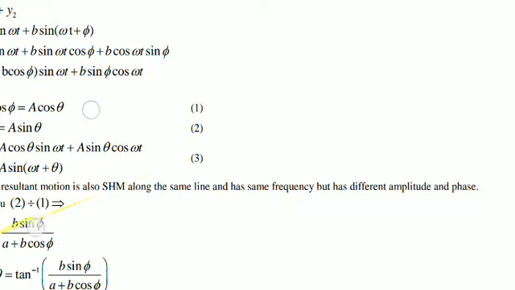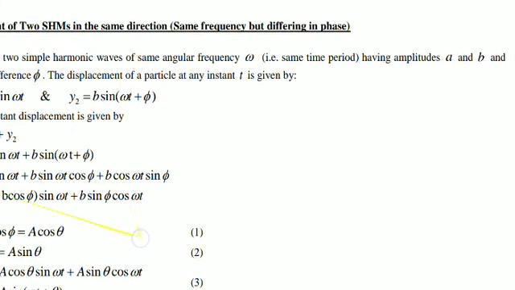So you see, earlier we considered the equations y2 equal to b sin of omega t plus phi, and y1 equal to a sin omega t, which means here plus phi is not there, so we can say plus 0.